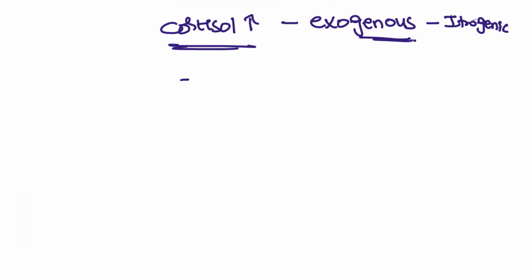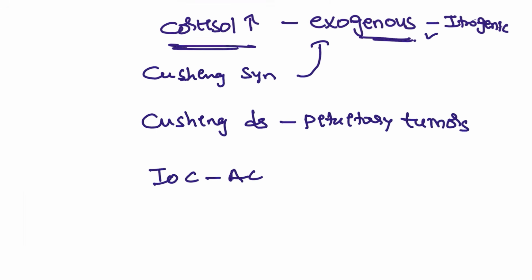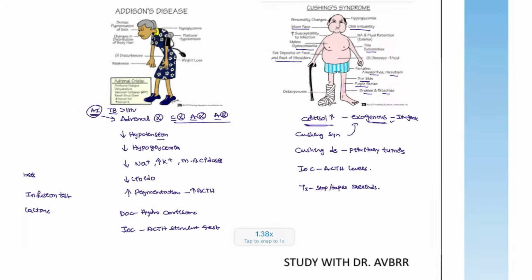And Cushing's is associated with the exogenous, right? Cushing's is associated with the exogenous Cushing's syndrome. Then you call this due to secondary causes. But if the Cushing is from the primary, such as Cushing's disease, this is due to pituitary tumor. Okay, and here investigation of the choice is the ACTH levels. Treatment is stop and taper the steroids. Stop and taper the steroids for this patient.